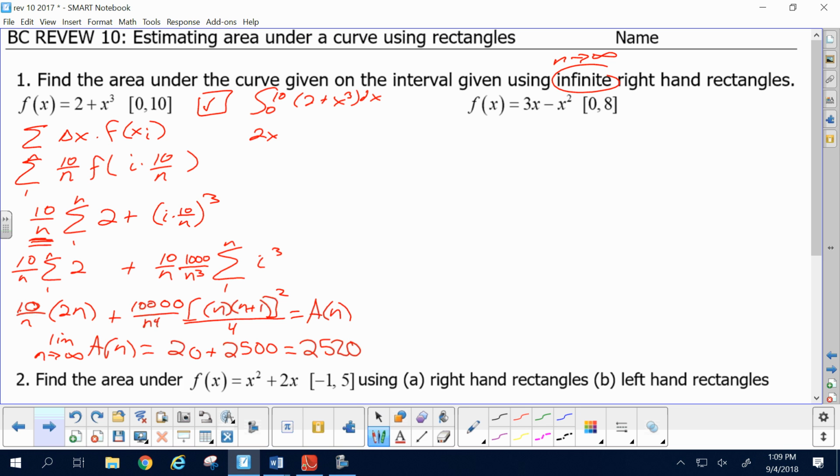The antiderivative is 2x plus 1/4 x to the 4th, from 0 to 10. That gives 20 plus 10,000 over 4, minus zeros, which is indeed the same. Boom. But it wasn't as mentally challenging.